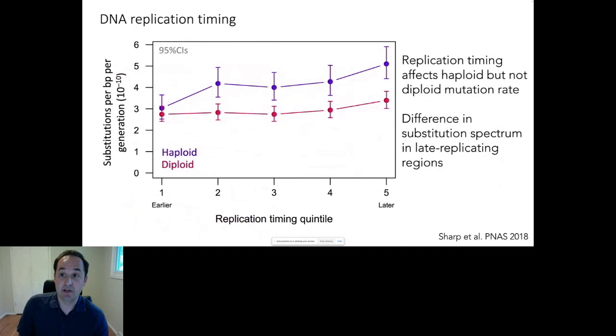And indeed, we find that replication timing is affecting the haploid-diploid mutation rate. In the earliest replicating regions of the genome, their mutation rates are very similar. But once we look at later replicating regions, there's some divergence in mutation rate. I should also say that the mutations appearing in late replicating regions had a different substitution spectrum between haploids and diploids. So there's evidence here that the process of DNA repair in late replicating regions is what's driving a lot of this haploid-diploid difference, and this is something we're following up on now.